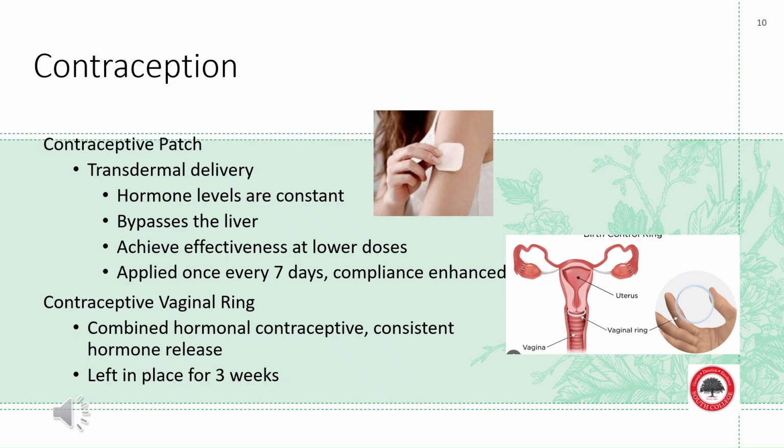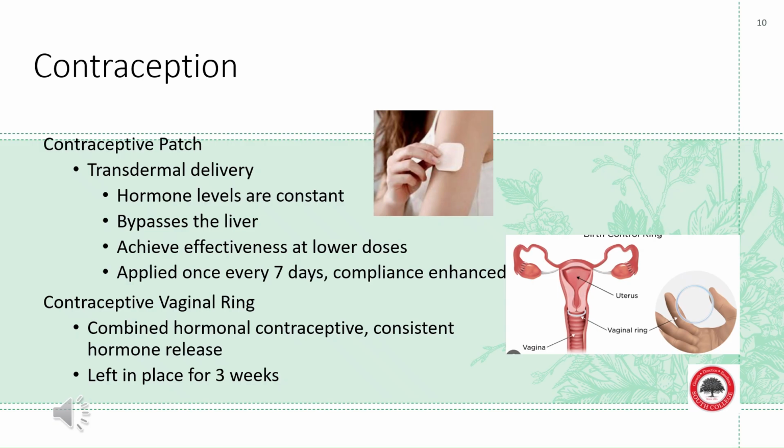The contraceptive vaginal ring, such as NuvaRing, is a combined hormonal contraceptive containing both estrogen and progestin and has the same benefits as an oral contraceptive pill and the transdermal patch, but the advantage is that it's left in place for 3 weeks. So like the patch, the vaginal ring also has the advantage of consistent hormone release without peaks and troughs.